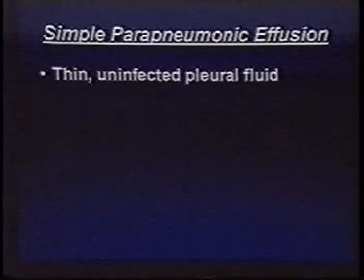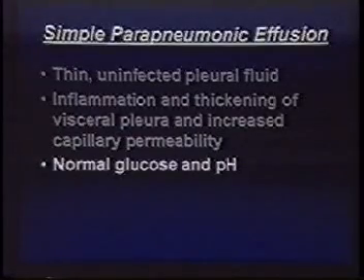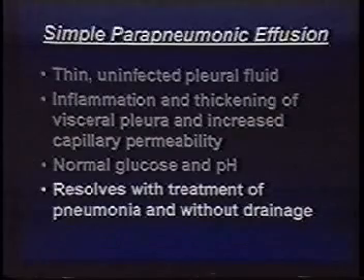Simple parapneumonic effusions involve thin and uninfected pleural fluid, and these result from inflammation and thickening of the visceral pleura with increased capillary permeability. They demonstrate normal glucose and pH levels, and resolve spontaneously with treatment of pneumonia.